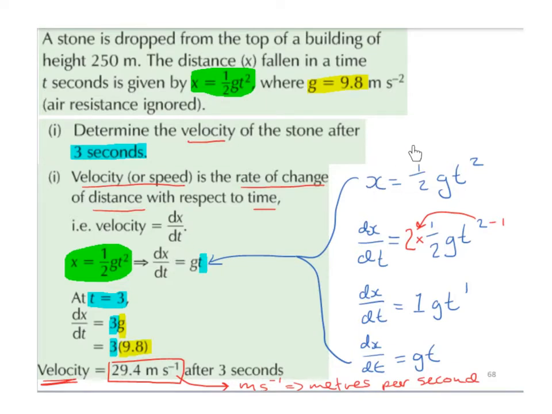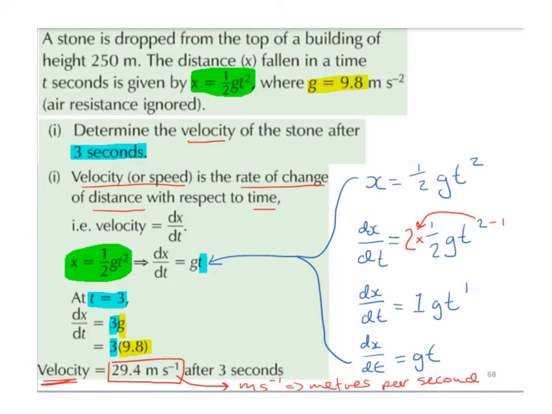So x is equal to half gt squared. To differentiate, to get dx/dt, we bring the power down in front, we bring the 2 down in front, and we reduce the power by 1. Then 2 times a half is 1, and gt squared minus 1 is gt to the power of 1. And this simplifies to just gt. So dx/dt is equal to gt.